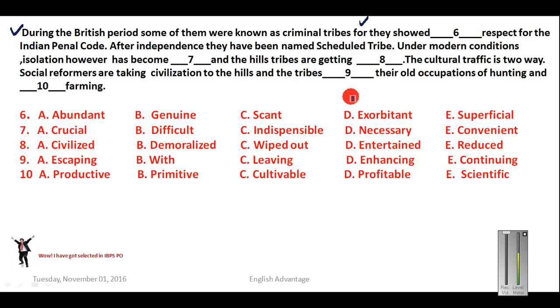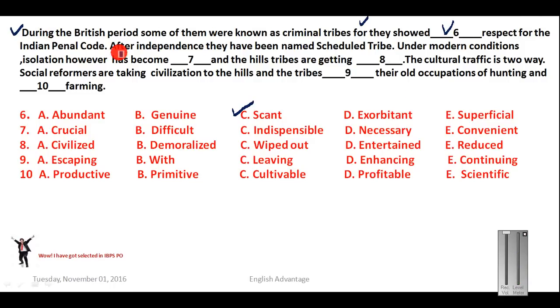Now the common sense says that the criminal people or criminals do not normally show respect toward the constitution of a country or respect toward the Indian penal code. Or if they show any respect at all, it is very less, it is very scant. Okay, so here common sense says that scant will be the right answer here. Okay, because they show very less interest, less respect for the Indian penal code. That is why they were called criminal tribes.